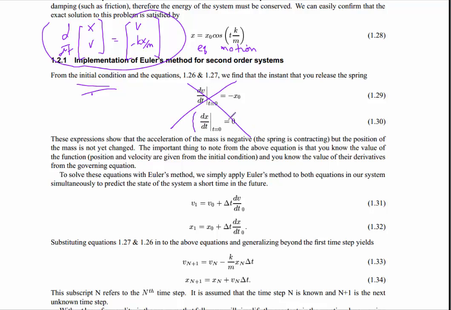Now, I'm sorry to say that this is not really correct. He didn't really do this correctly. Really what he wants is x at t equals 0 is equal to x0, and v at t equals 0 is equal to 0. That's really what he wants. I'm sorry that he did this wrong. You can correct it in your own paper.